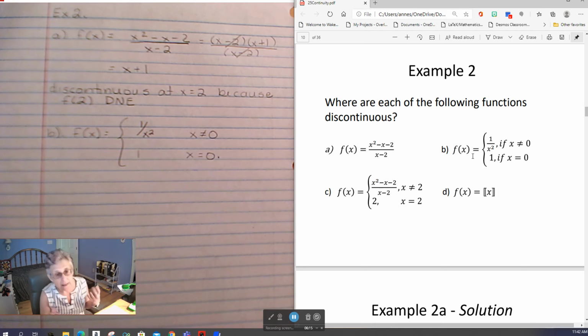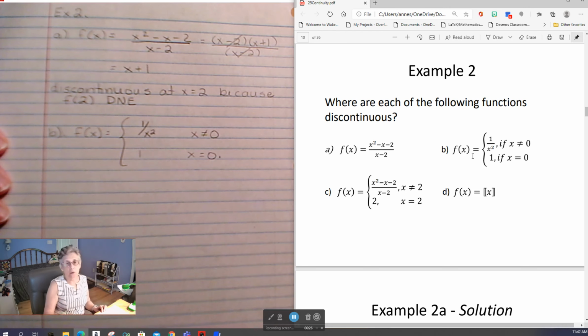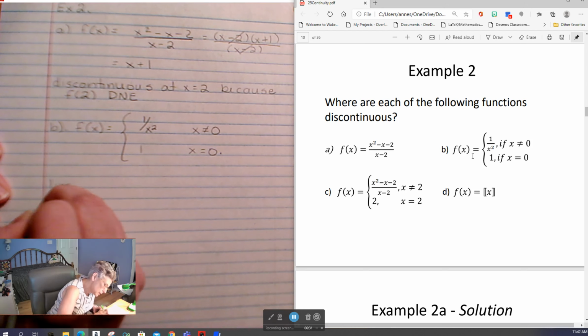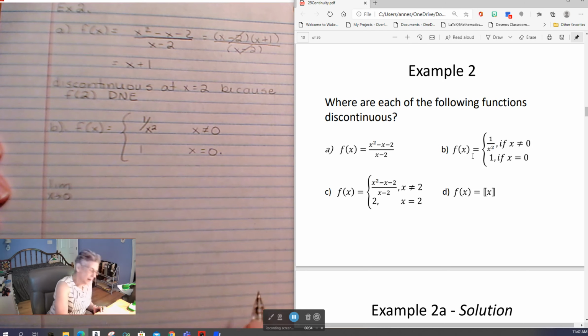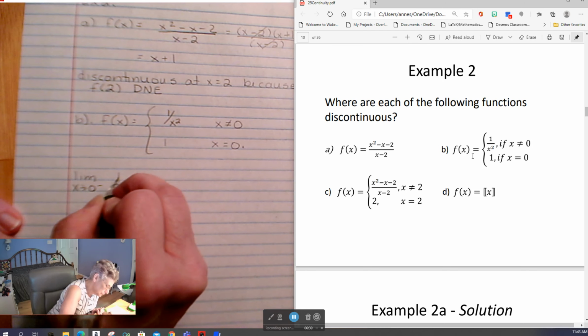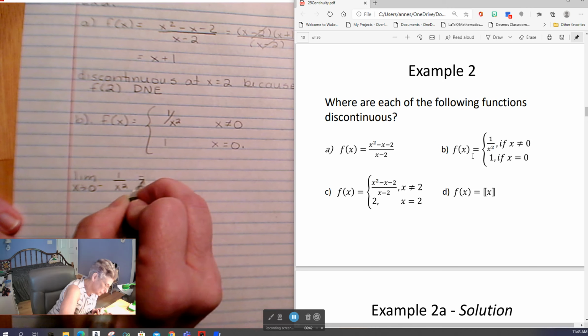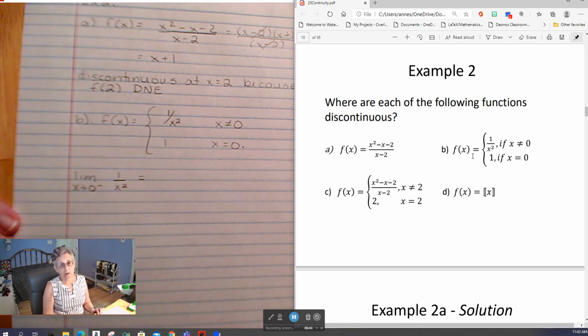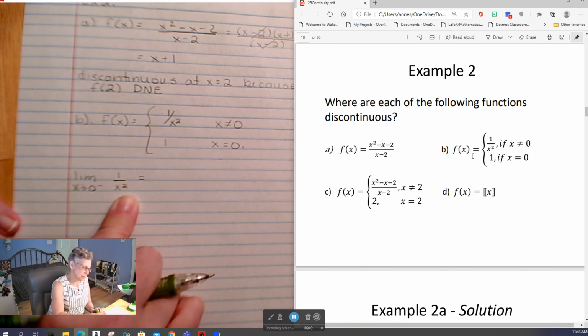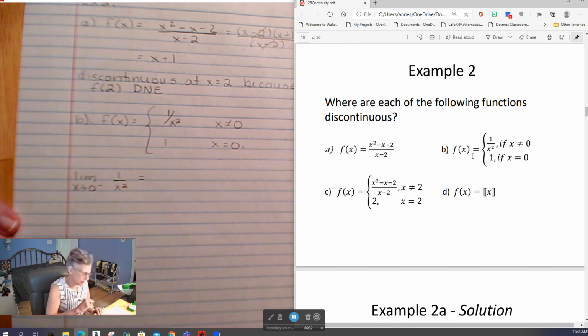So it exists everywhere. I just have to see if the limit exists, and if it does, if the limit equals the function value. Because 1 over x squared is continuous everywhere except at 0. So let's look at the limit as x approaches 0 from the left. As x approaches 0, the bottom's getting smaller and smaller, so that would be if it goes to infinity.